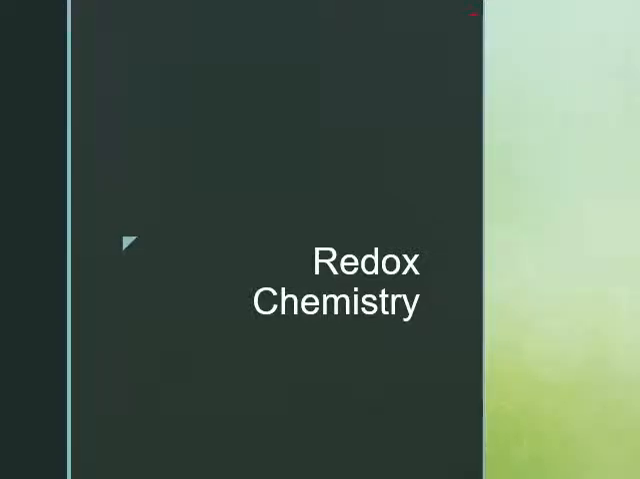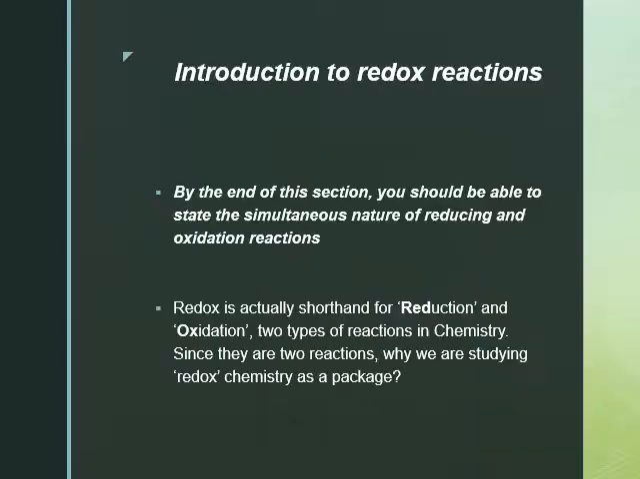In this lesson, we'll look at redox chemistry. At the end of this set of slides, you should be able to state the simultaneous nature of reduction and oxidation reactions, which means that when a reaction has a reduction, there must also be an oxidation. So redox actually means reduction and oxidation. Both of these must occur together.